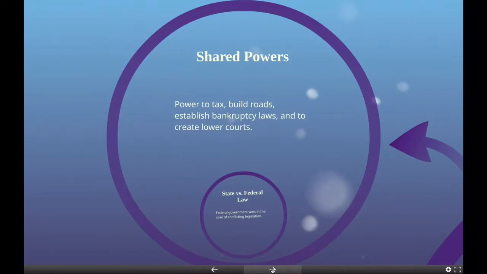In addition to their exclusive powers, both the national government and state governments share powers. Shared powers between the national government and state governments are called concurrent powers. In the United States, examples of these concurrent powers possessed by both the federal and state governments are the power to tax, build roads, establish bankruptcy laws, and to create lower courts.